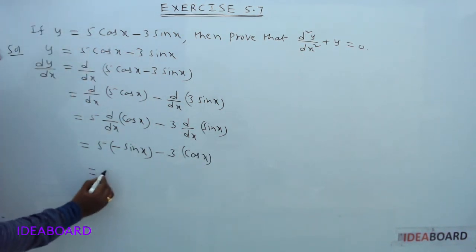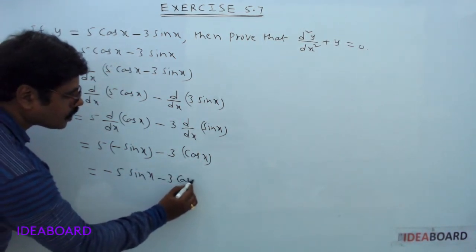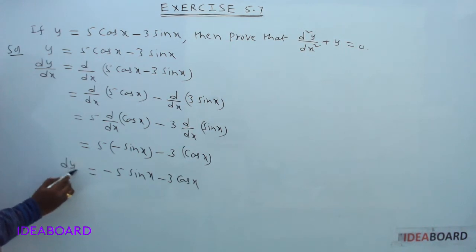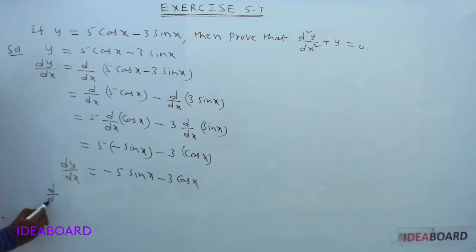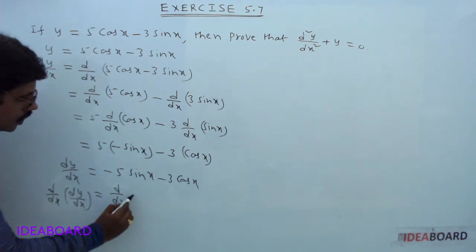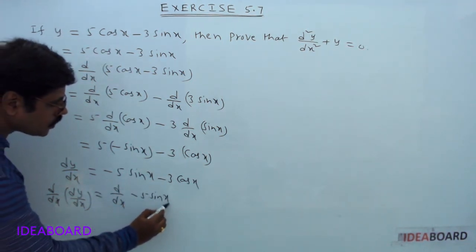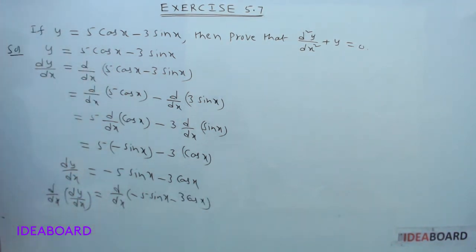Now this equals minus 5 sin x minus 3 cos x. This is the value of dy by dx. Now differentiate this equation on both sides with respect to x. That is, d by dx of dy by dx equals the derivative of minus 5 sin x minus 3 cos x.